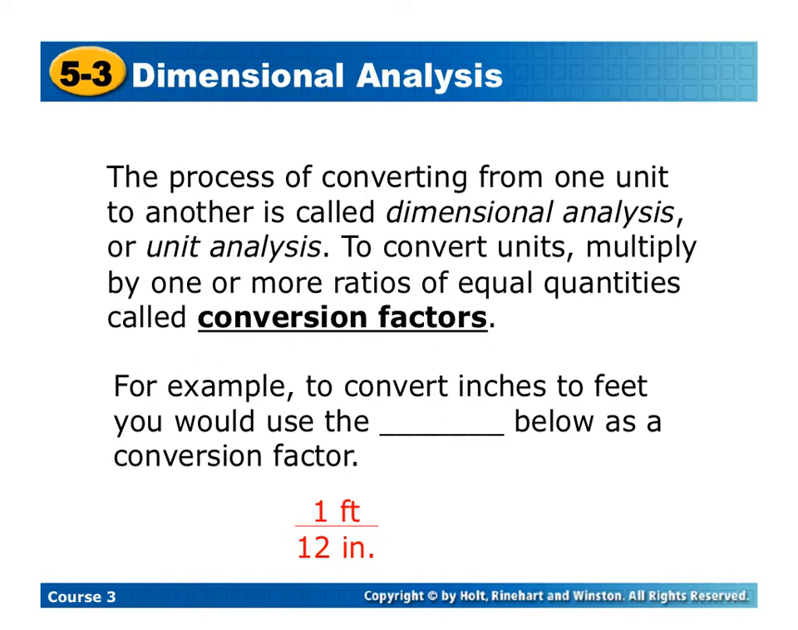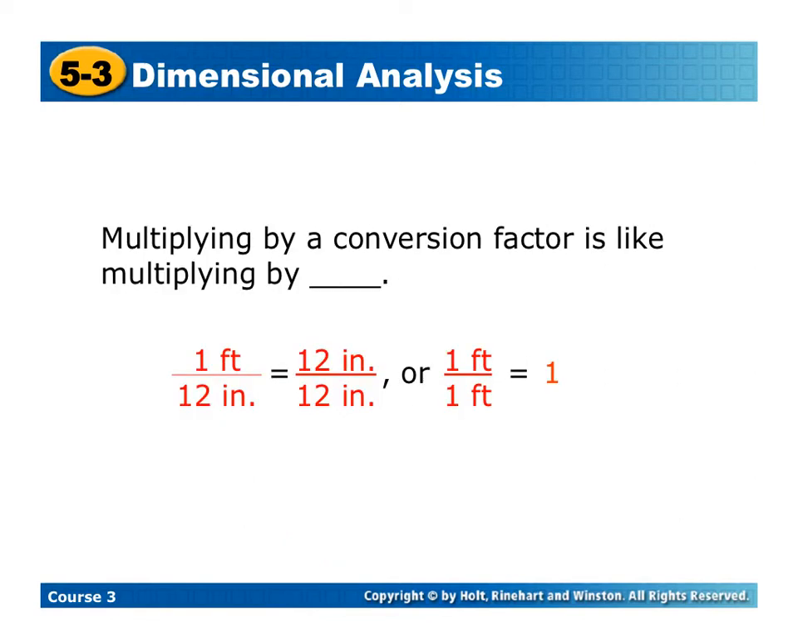So for example, to convert inches to feet, we would use the ratio below as a conversion factor, or 1 foot is equivalent to 12 inches. The thing to remember is when we're multiplying by a conversion factor, it's actually like multiplying by 1, because 1 foot over 12 inches is really the same thing as 12 over 12, or 1 foot over 1 foot, which is really just 1. So it looks like we're changing the fraction, but really we're giving an equivalent ratio just in a different form.